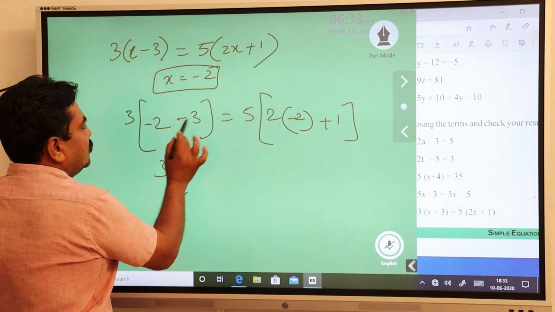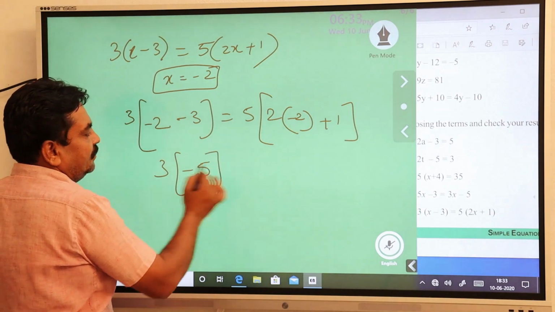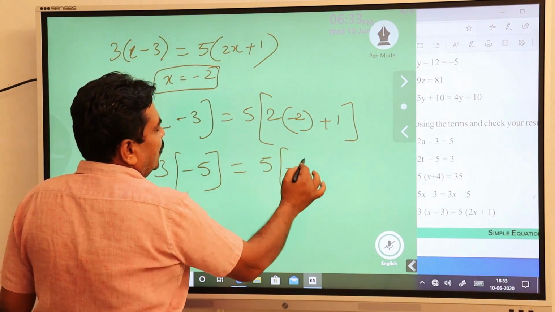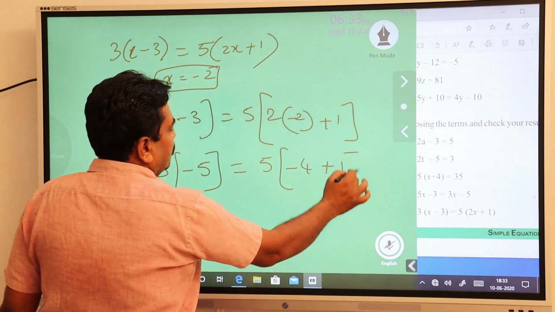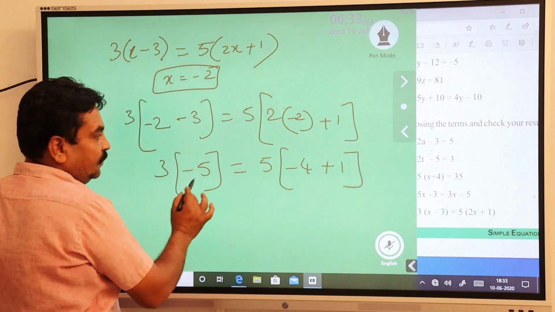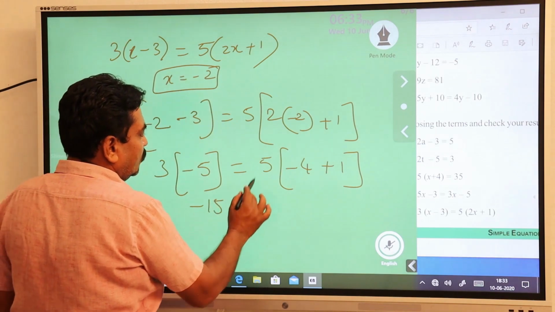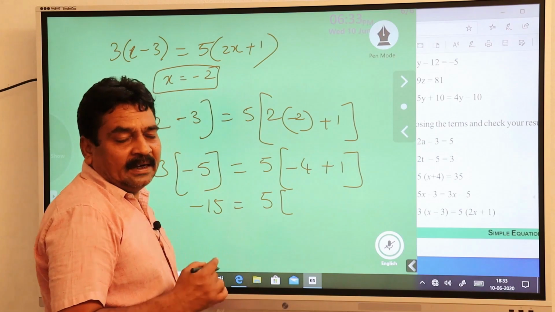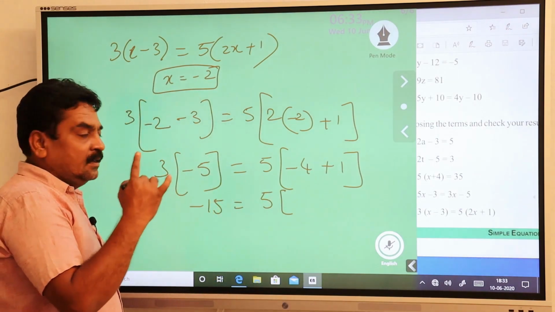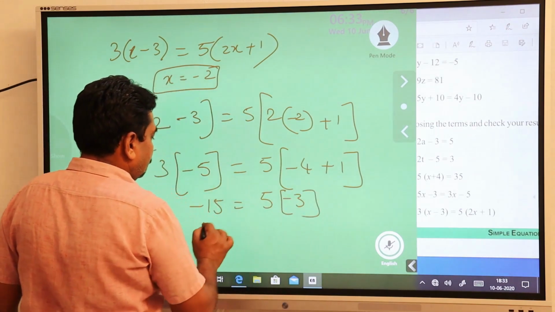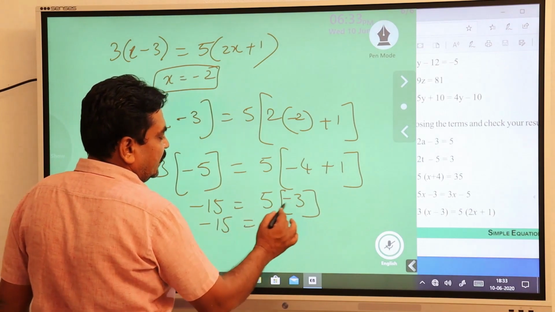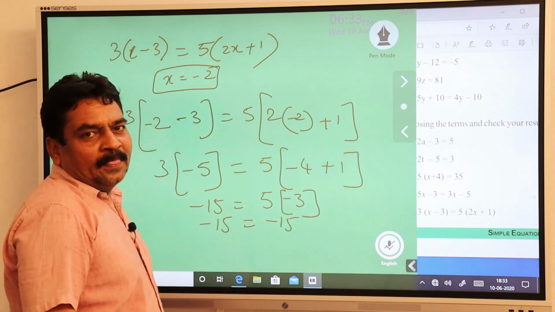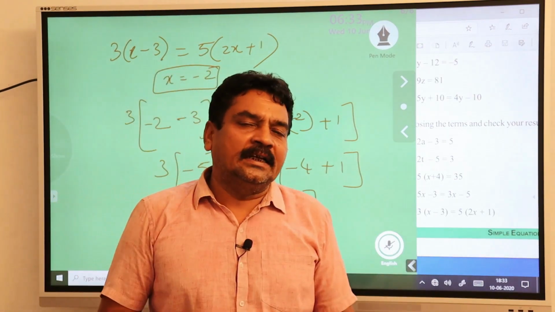3 into minus 2 minus 3, how much? Minus 5... equals 5. Plus into minus is minus 2 twos are 4, plus 1. 5 threes are 15. Minus 15 is equal to 5 into minus 4 plus 1 is minus 3. So minus 15 is equal to 5 threes are 15, minus is there. Now you got LHS is equal to RHS. So this is your checking.